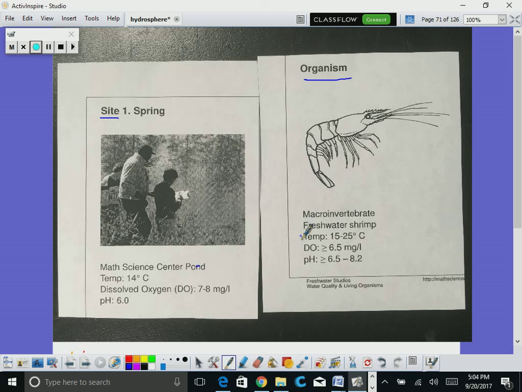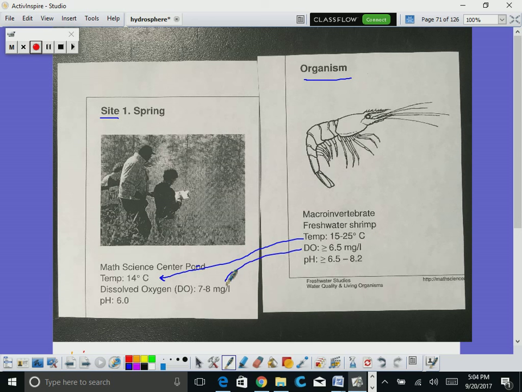of these numbers. So I'm looking at temperature first. For it to live there, it has to have a temperature of 15 to 25. So I look down here. So I'm looking at temperature, 15 to 25. 14 is below 15. So I already know, just by looking at that, that the freshwater shrimp cannot live there. So on my paper where I wrote Site 1, I do not write freshwater shrimp because it cannot live there.